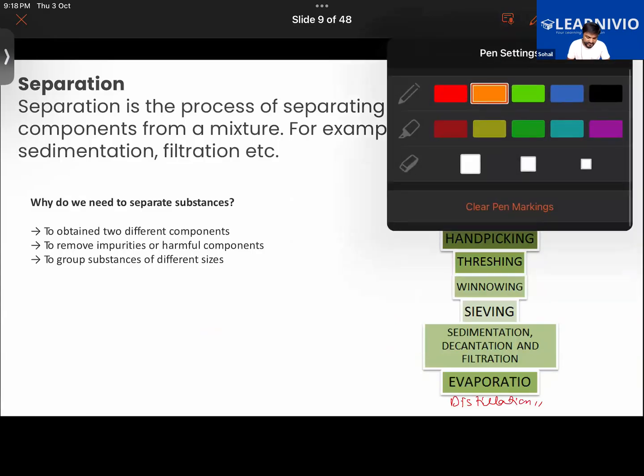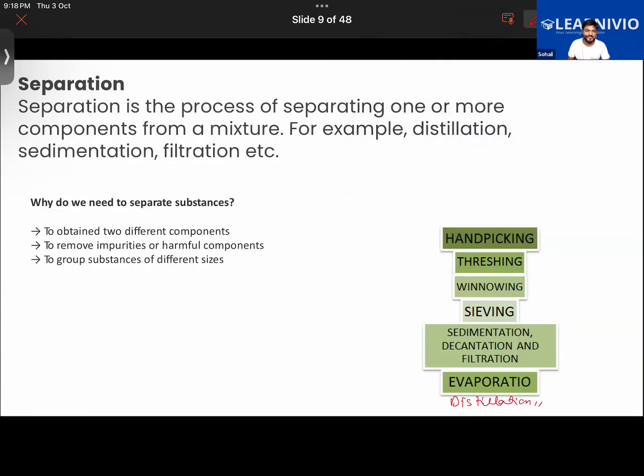Further, we learned about different methods, different ways of separation of substances. So there are several principles for separation of substances: color, shape, size, density, their solubility in water, etc. But the question is, why is separation important? Why do we need to do separation?